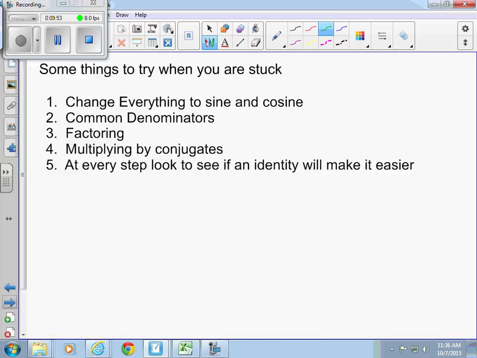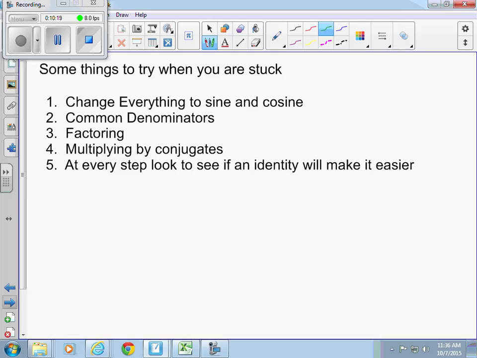Also, common denominator. We even tried that on the last one. We tried changing to sine, cosine. We tried common denominators. Tried factoring. If none of this works, try multiplying by conjugates, if you haven't noticed that that might be a good choice. So see if that's an option. At every step, look for identities that'll make your life easier. And at every step, look at the other side of the equation to see what you're trying to match.